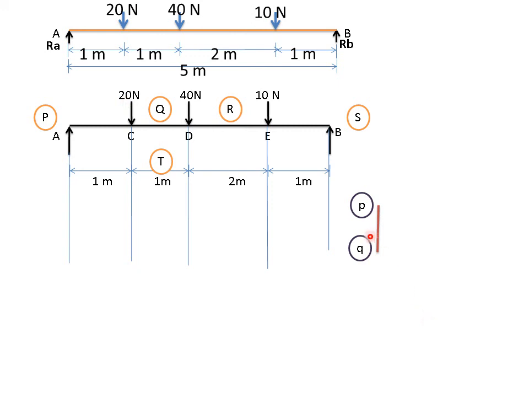Now from this Q further you extend it to 40 Newton. So my scale says 1 centimeter is equal to 10 Newton, means draw a line of 4 centimeters. So I am drawing a line of 4 centimeters. I am calling it as R. Next, in a similar way, draw a line of 1 centimeter from R. So it will be representing 10 Newton, and give the name as S. So it is RS. RS is 10.